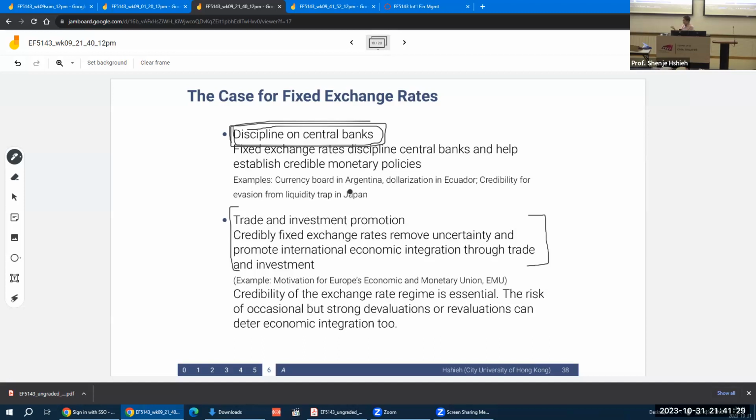Okay, so examples of countries that benefited from a fixed exchange rate are Ecuador, through dollarization. You have credibility and evasion from a liquidity trap for Japan. That's a proposal. And I think Argentina, although they haven't been doing so well, but adopting a currency board certainly helped them for a while. Okay, as I mentioned already, especially if you are a country that's facilitating international trade, like Hong Kong, Singapore, Switzerland, whatever, it's good for trade, right?